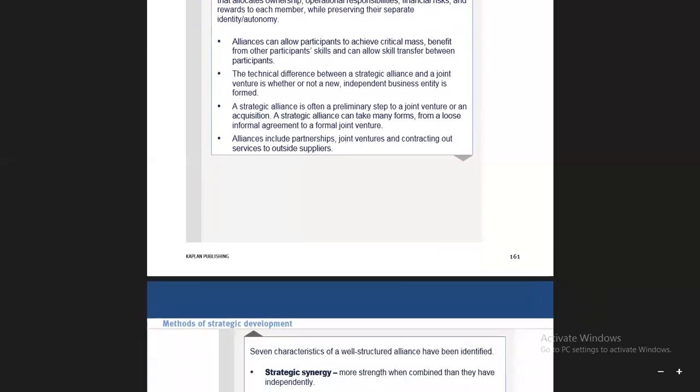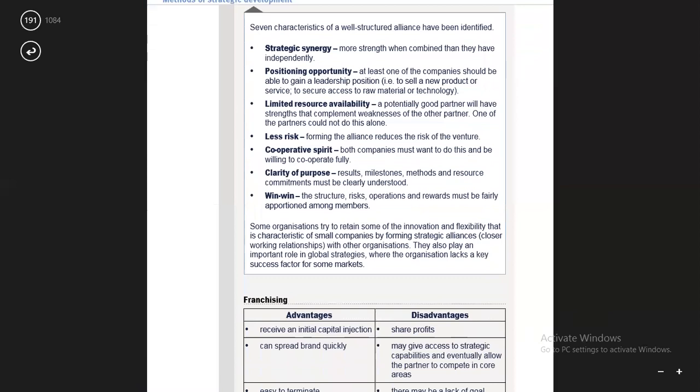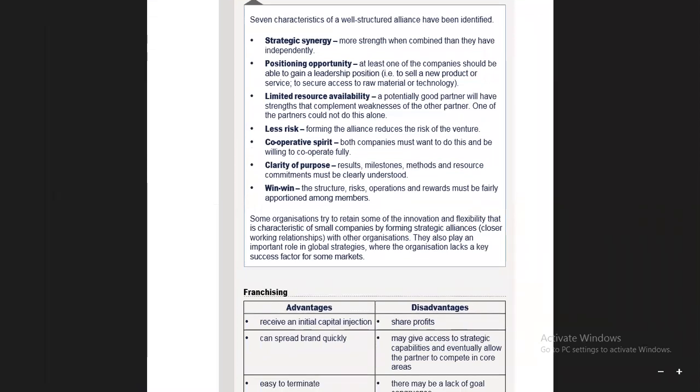Now, seven characteristics of a well-structured alliance have been identified. What are the seven characteristics? First of all, strategic synergy: more strength when combined than they have independently.